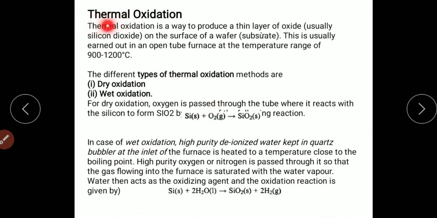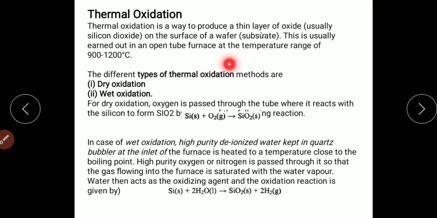So the next step is thermal oxidation. What is oxidation? Oxidation is nothing but sending oxygen gas onto the surface of this silicon wafer. Then it forms a layer which is called silicon dioxide. Why is the silicon dioxide layer developed? It acts as a good insulator between gate and substrate. Why is the oxidation process first? Why?